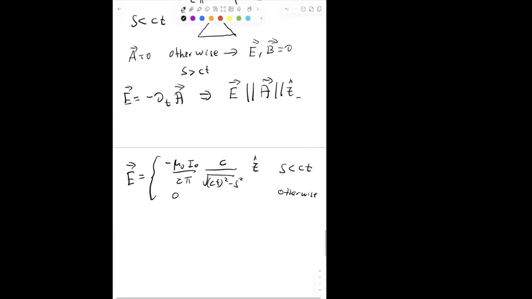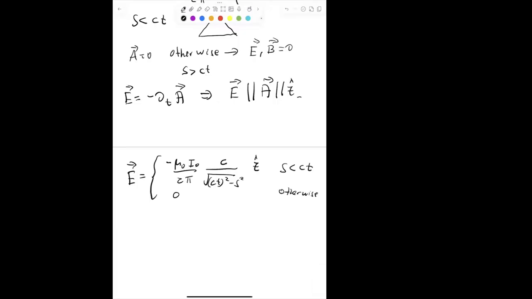Okay, so I'll soon give you B, but what do you think about this E? It's very strange because, well, maybe it's not very strange, but usually if you have a neutral wire, what is the electric field? The neutral charge, you are used to thinking that E is 0. Of course, this is not the case, essentially because of Faraday's law. But let us check that we have some common sense in our mind.